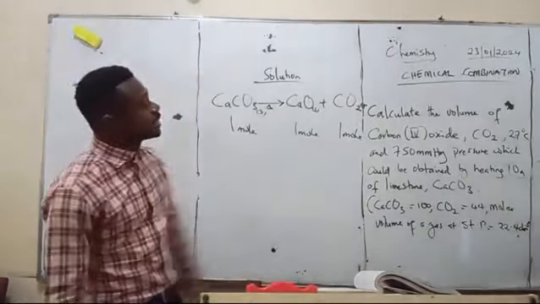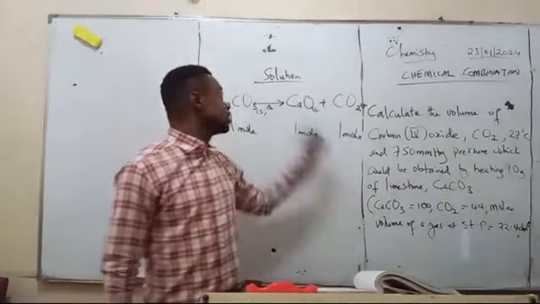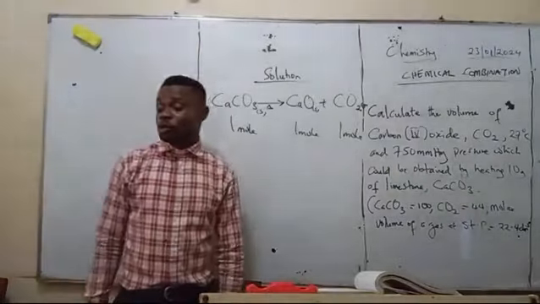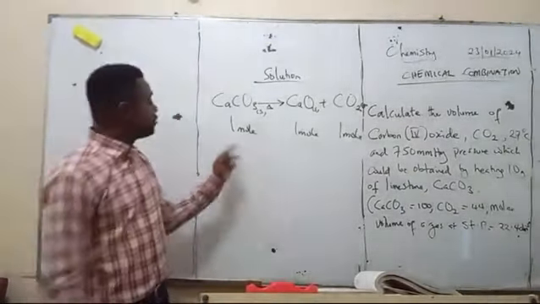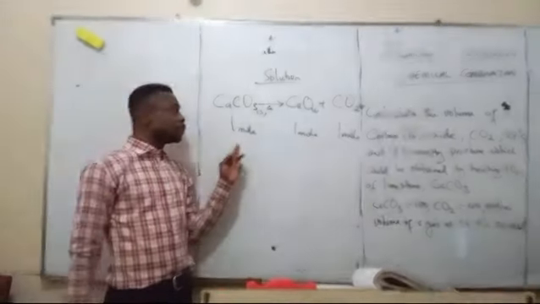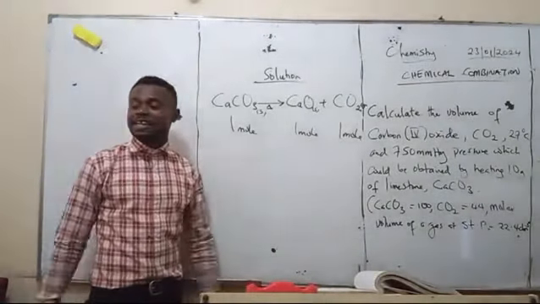But we are told that 10 gram of calcium carbonate was heated. So 10 gram, but we have the ratio in mole. So the best thing is to convert this 10 gram to mole, so we can put it here and get the equivalent for carbon dioxide. Simple, and get the answer.